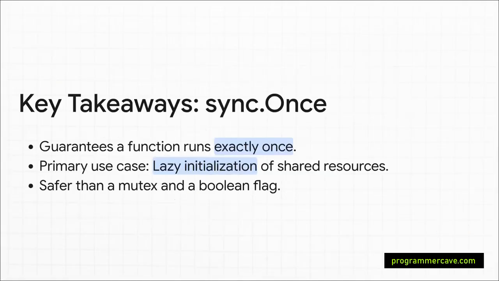So, let's nail this down. The key takeaway for sync.Once is simple. It guarantees a function runs just one time, even under heavy concurrency. Its main job is that lazy initialization we just talked about, especially for things like singletons. And honestly, it's just a much safer and more readable way to do this than messing around with your own mutex and a "did I do it yet" Boolean flag. Let Go's standard library handle that complexity for you.